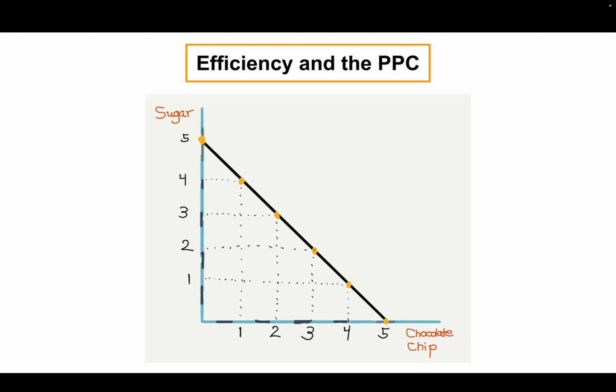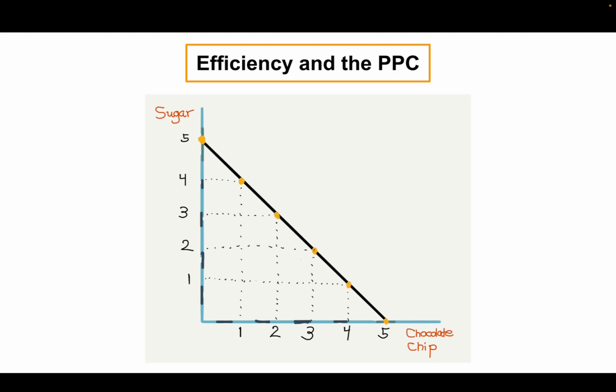And this is what it should look like. So the yellow dots represent the different possible combinations of chocolate chip and sugar cookies, so 50, 41, 32, and so on. I went ahead and put the dashed lines there just to help us see where the points are and what numbers they correspond to. You don't necessarily have to do that, but that helped me at least when I was making the graph.